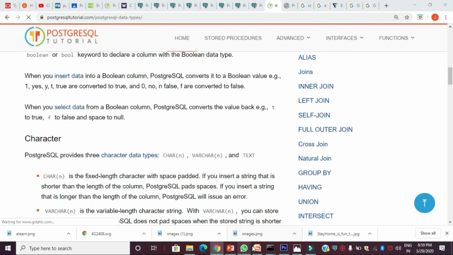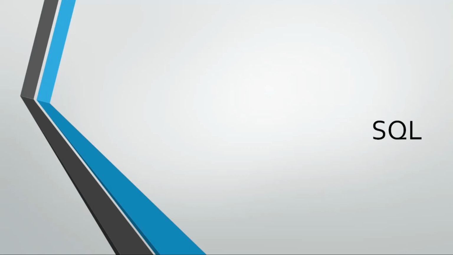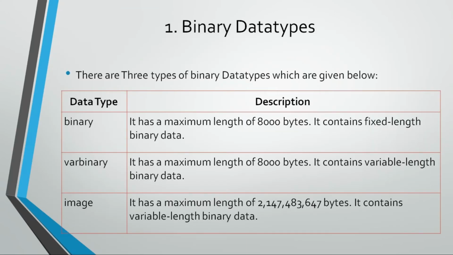Then come back to the slide. The first one is binary type. So binary type has a maximum length of 8000 bytes. It contains fixed length binary data. Then there is another type like varbinary. It has a maximum length of 8000 bytes, but it contains variable length binary data. Then image type has a maximum length of a bigger number, which you can read. It contains variable length binary data.